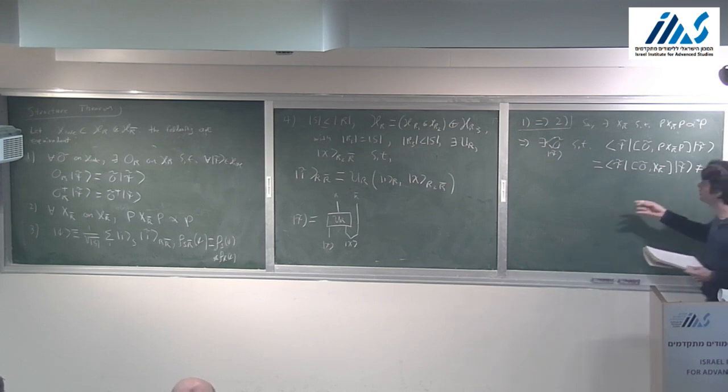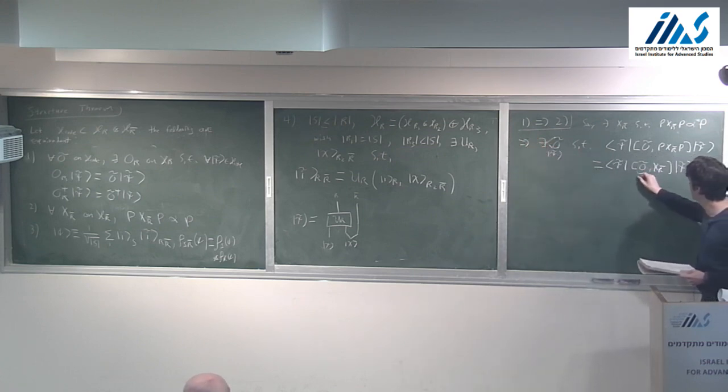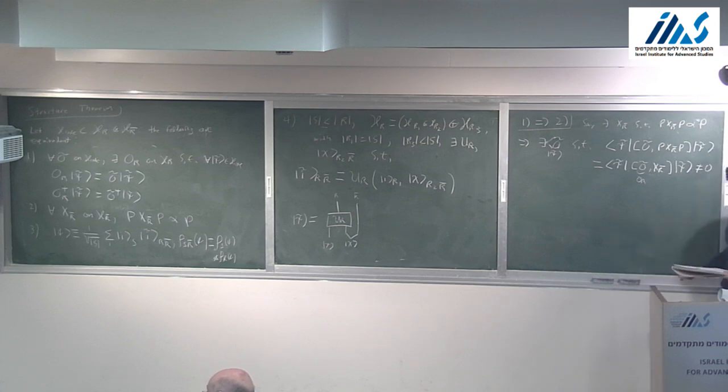But clearly this is in contradiction with 1, because I can just represent O tilde on R, and then these two are commuting. So this would contradict 1. So it must be that for any such X bar, this is proportional to the identity on the code subspace. Okay.